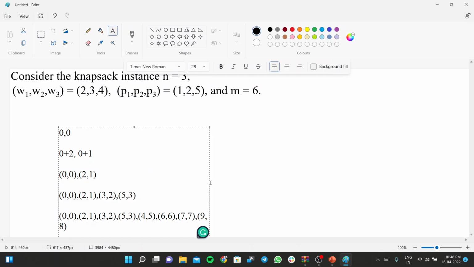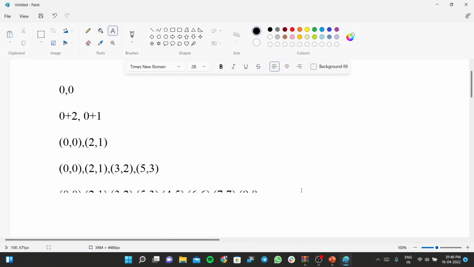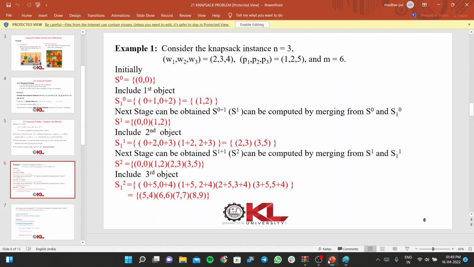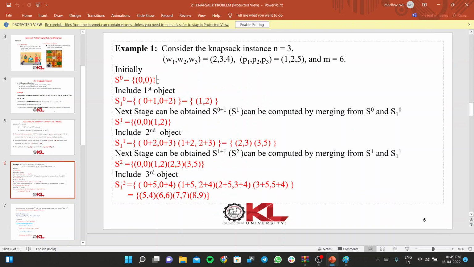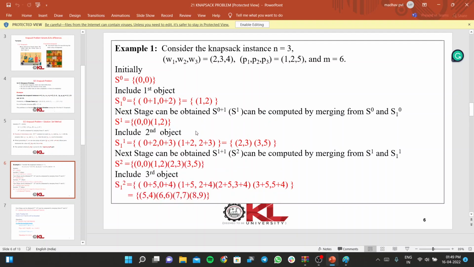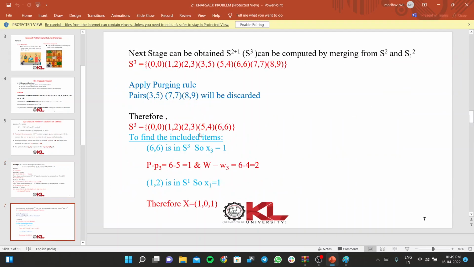So in this way we are going to do this problem, but we need to use these flower brackets. With the help of these flower brackets we are going to find out the last solution until here, and we also need to write this initially as S0, and then this is S10, and this is S1, and this is S11, and this is S2, and this is S12. So in this way you are going to represent it for the representation purpose, and also by applying a purging rule, (3,5), (7,7), (8,9) will be discarded.